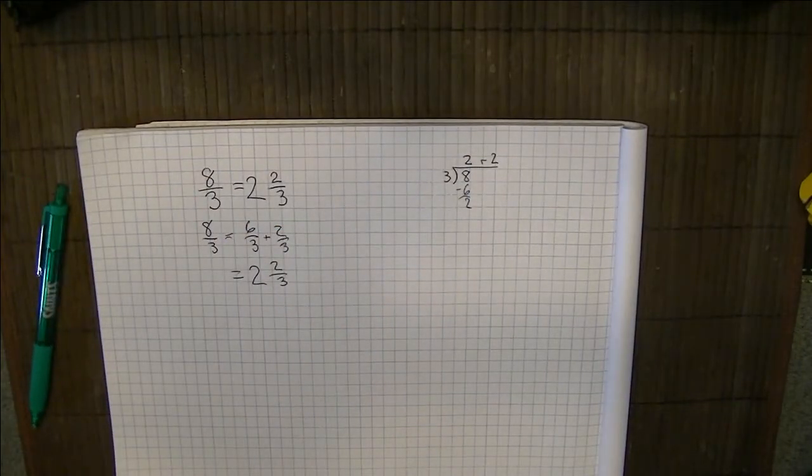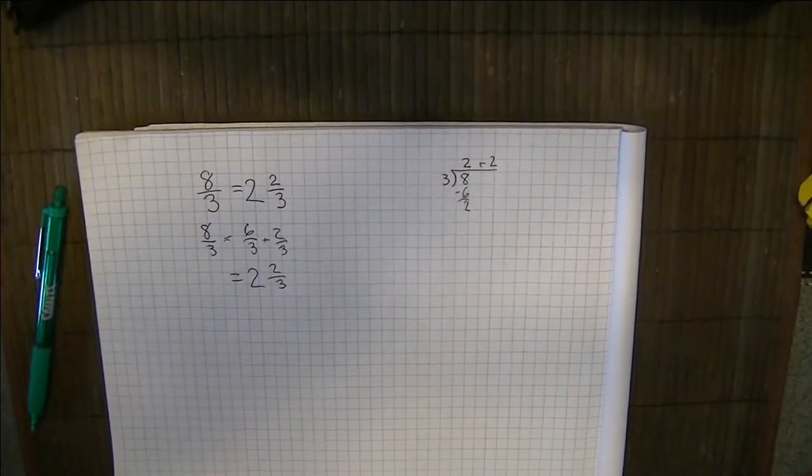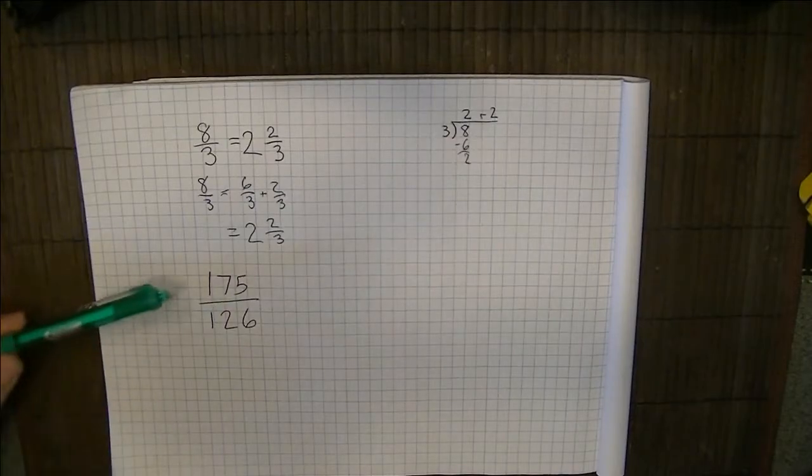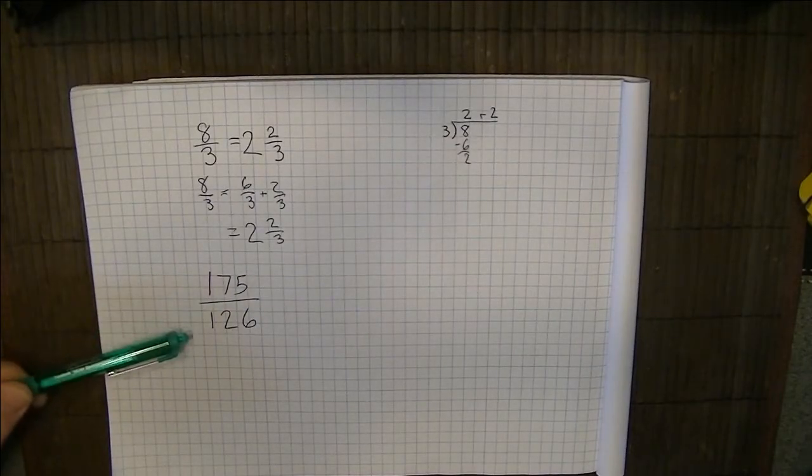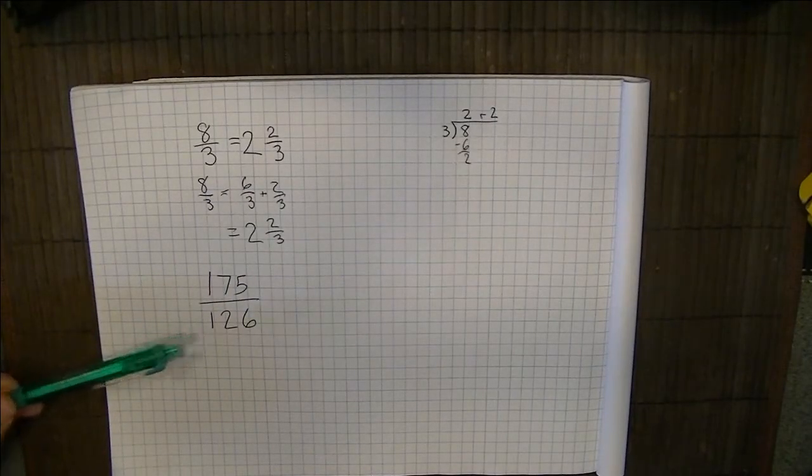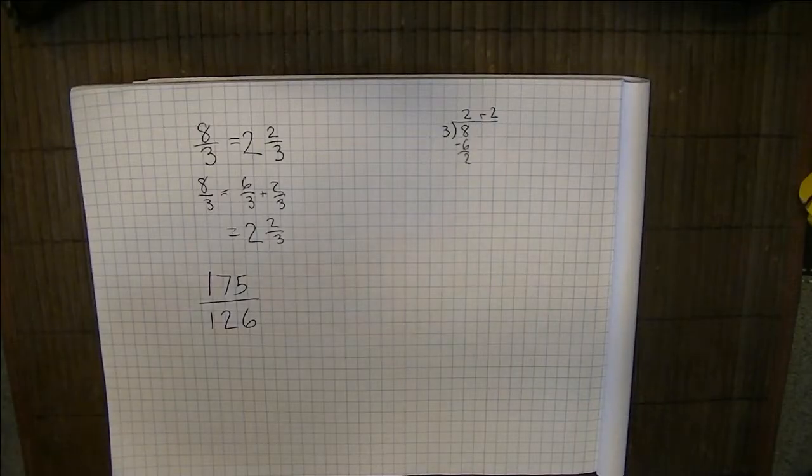Let's try it with some higher numbers. All right, just a moment. Okay, what about 175 over 126? So 175 126ths.